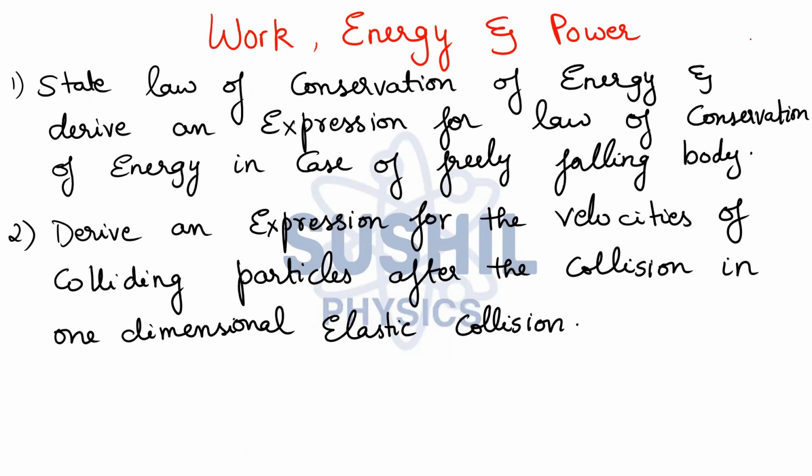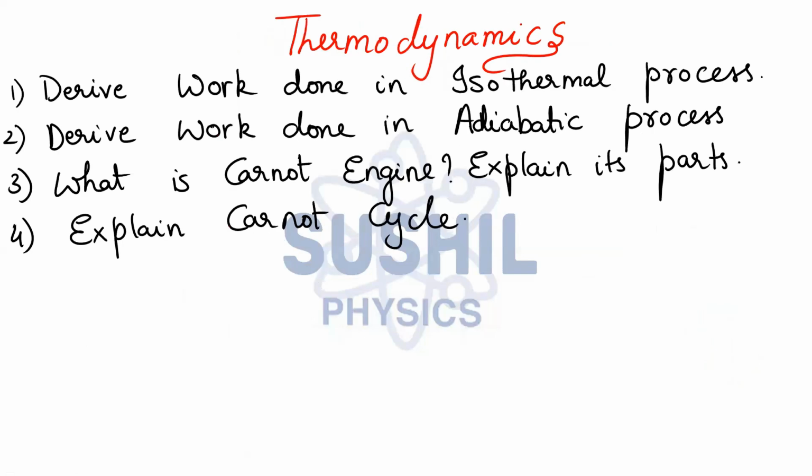And again, this will be question number 41 in your annual examination. They can also ask the question in this form: derive the expression for final velocities of two objects undergoing elastic head-on collision. So please understand, students, the way of asking the question can differ, but these are the two very important questions from this chapter. Let's move on to the last topic, that is thermodynamics.